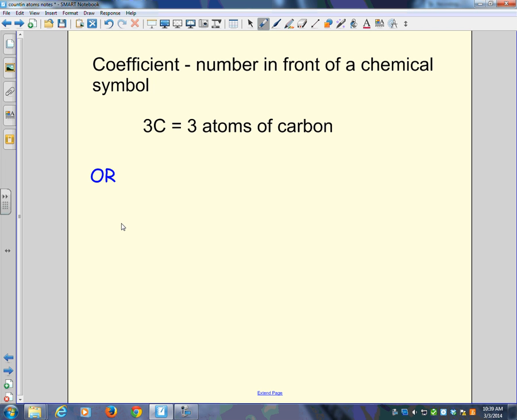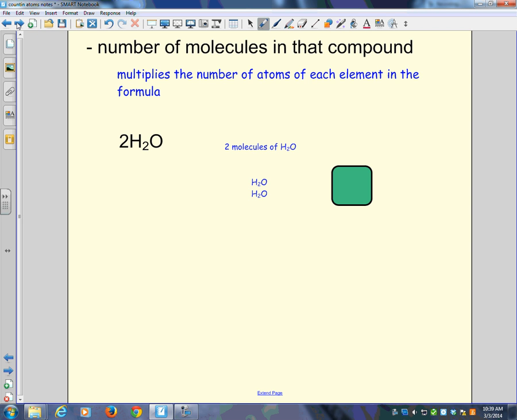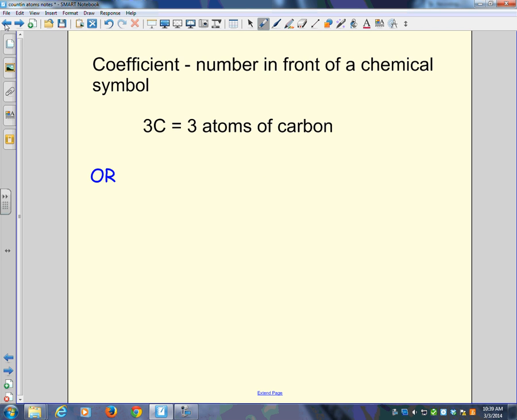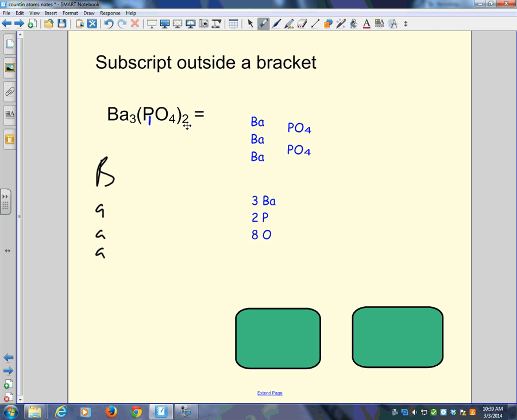Okay, and you've got that right there, 3C. Or it could mean the number of molecules in that compound as well. So we would multiply the number of atoms of each element in the formula. The 2 out front is very similar to having a bracket with a 2 like that. The only difference is that in brackets, these are bonded.